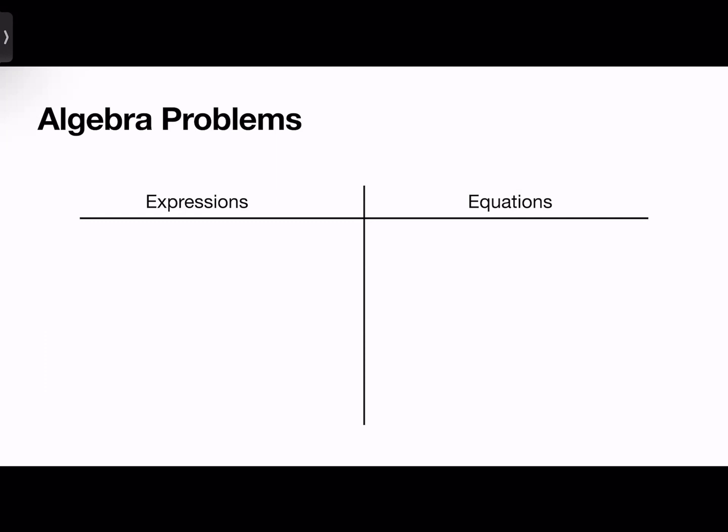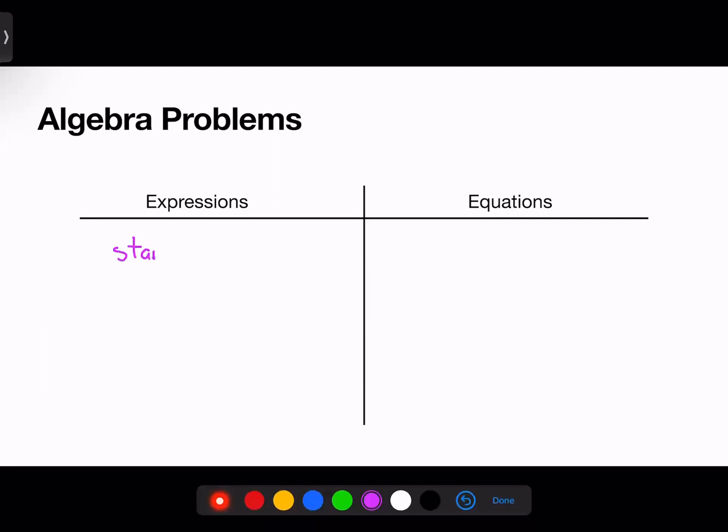An expression stands alone, which means it has no equal sign. On the Praxis, your goal is generally not to solve for x or any other variable. And generally on the Praxis, these are a bit easier to solve. An example of an expression may be 3x minus 2.